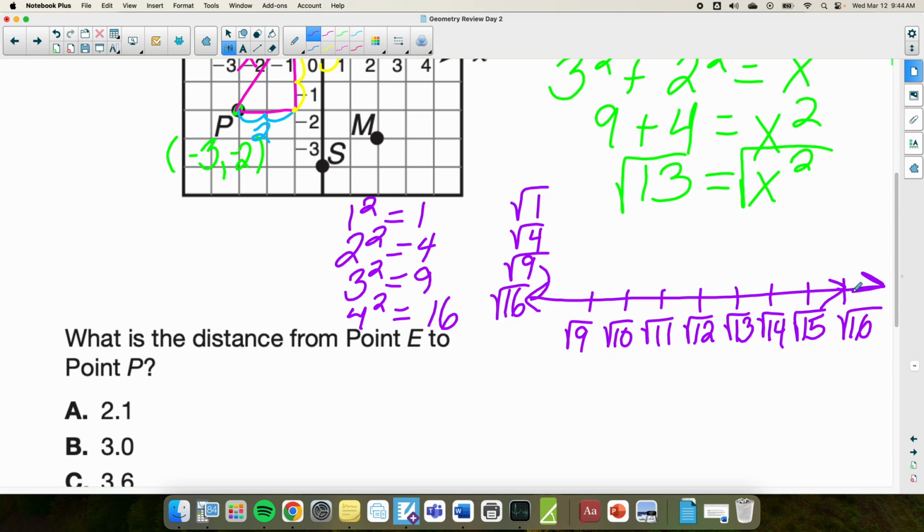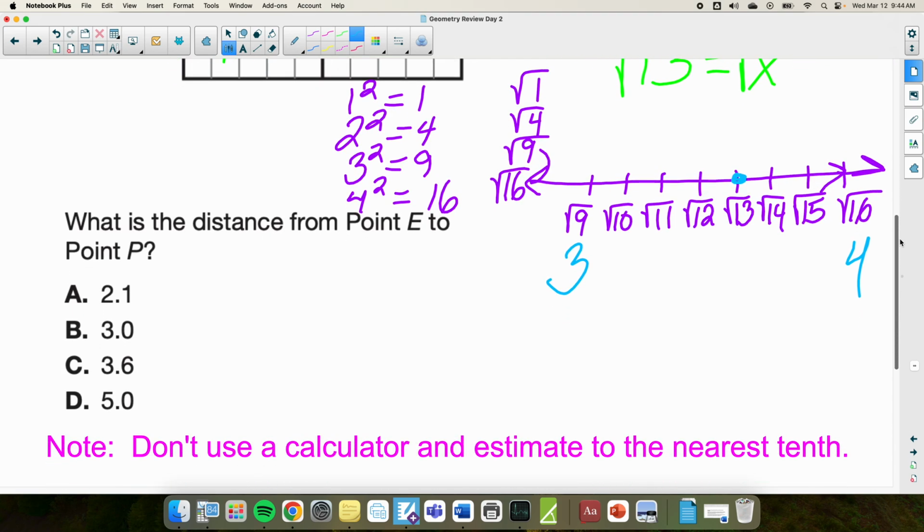Okay? Now, what we have to do is figure out where square root of 13 would pan out here, okay? If this is 3 and this is 4, we know it's between 3 and 4. Is it exactly 3 or is it more like 3.6? 3.6.